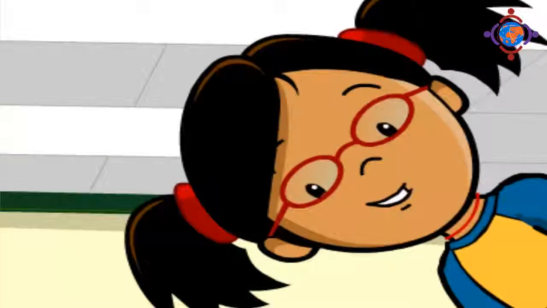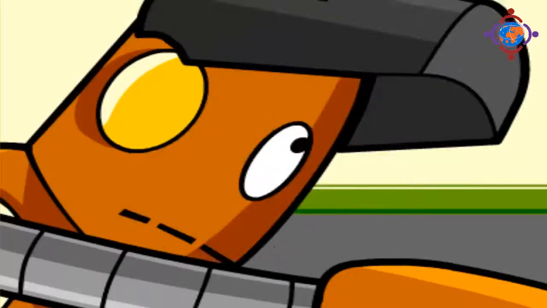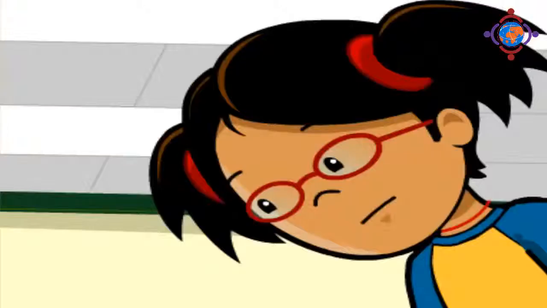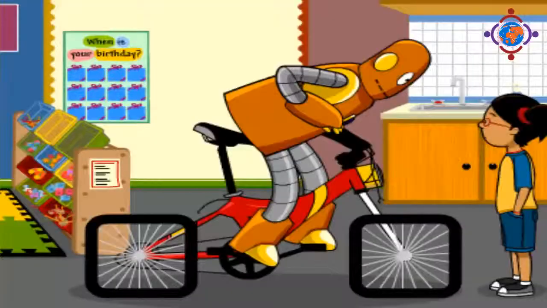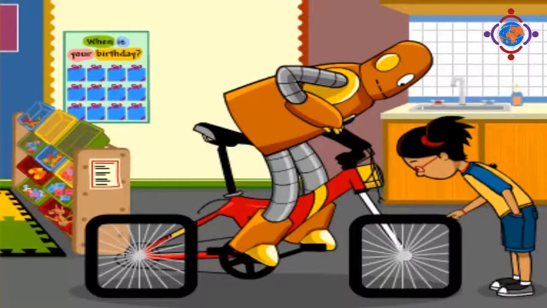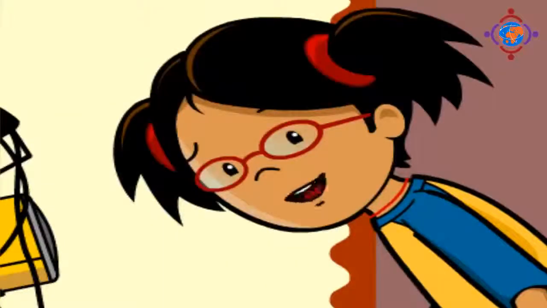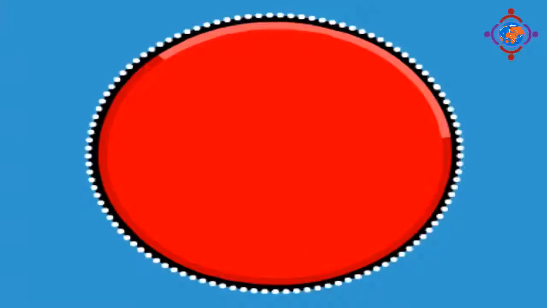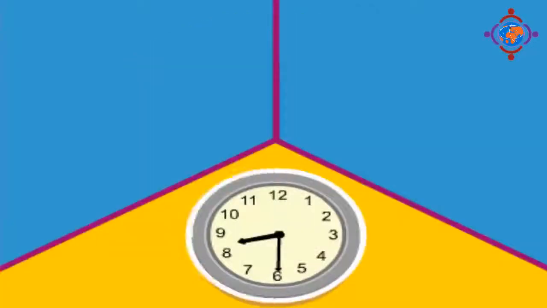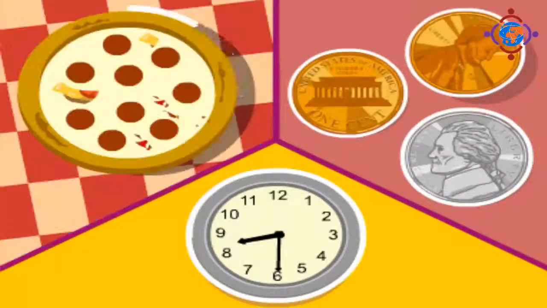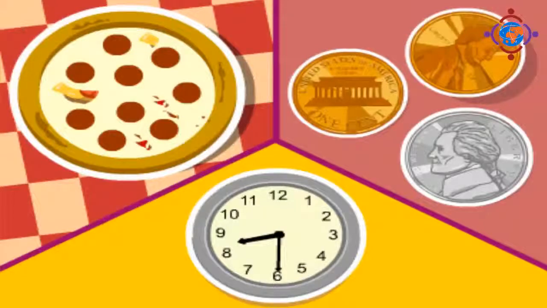Moby, that's not gonna work. No, it won't. The wheels are the wrong shape. Wheels work better when they're circles. What is a circle? It's round and curved. A clock, coins, and a pizza can all be circles.